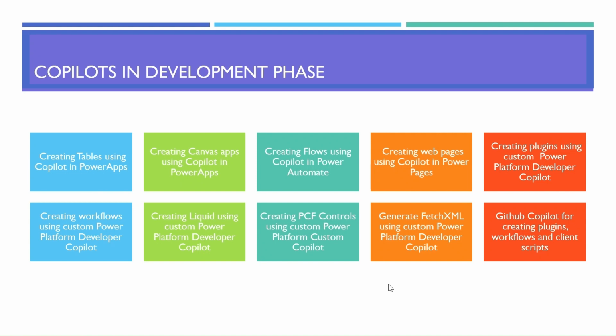Let's go over the copilots we can use in the development phase. We can create tables using the Copilot in Power Apps. We can also create Canvas apps and the related table using Copilot in Power Apps. We can create flows using Copilot in Power Automate. You can create web pages using Copilot in Power Pages.